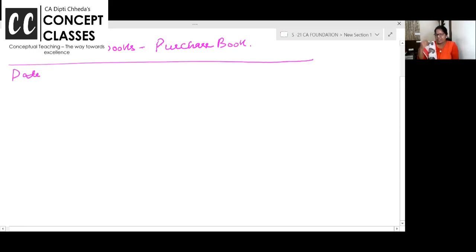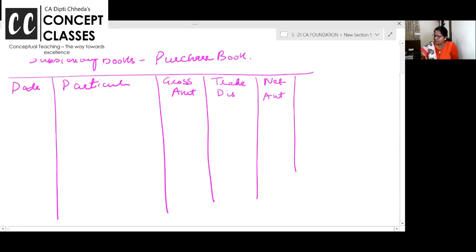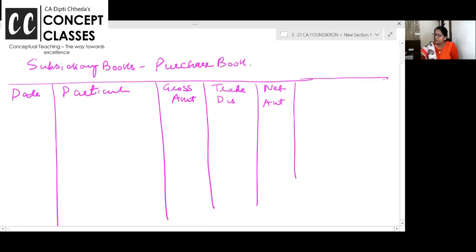Purchase book is like a register, book. What all columns you will make, you're doing it for the first time, so do it slowly. Actually, it's date, particulars and amount. But here, because we are having trade discount and all, we will break and write like this. Gross amount, trade discount, net amount, freight, total amount.